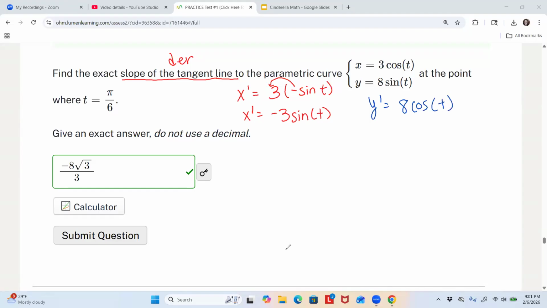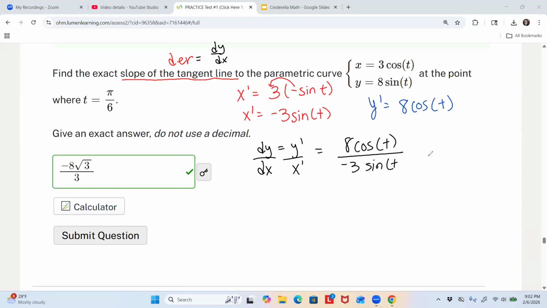And now, thinking back to previous calc courses, the derivative is often referred to as dy/dx, especially in Calc 1. So let's do the derivative of y, or in our case, y prime, over dx, or in my paper, x prime. So I have 8 cosine of t over negative 3 sine t. Now, yes, cosine over sine is cotangent, but I'm just going to leave it. We could turn it to cotangent. I just don't want to.